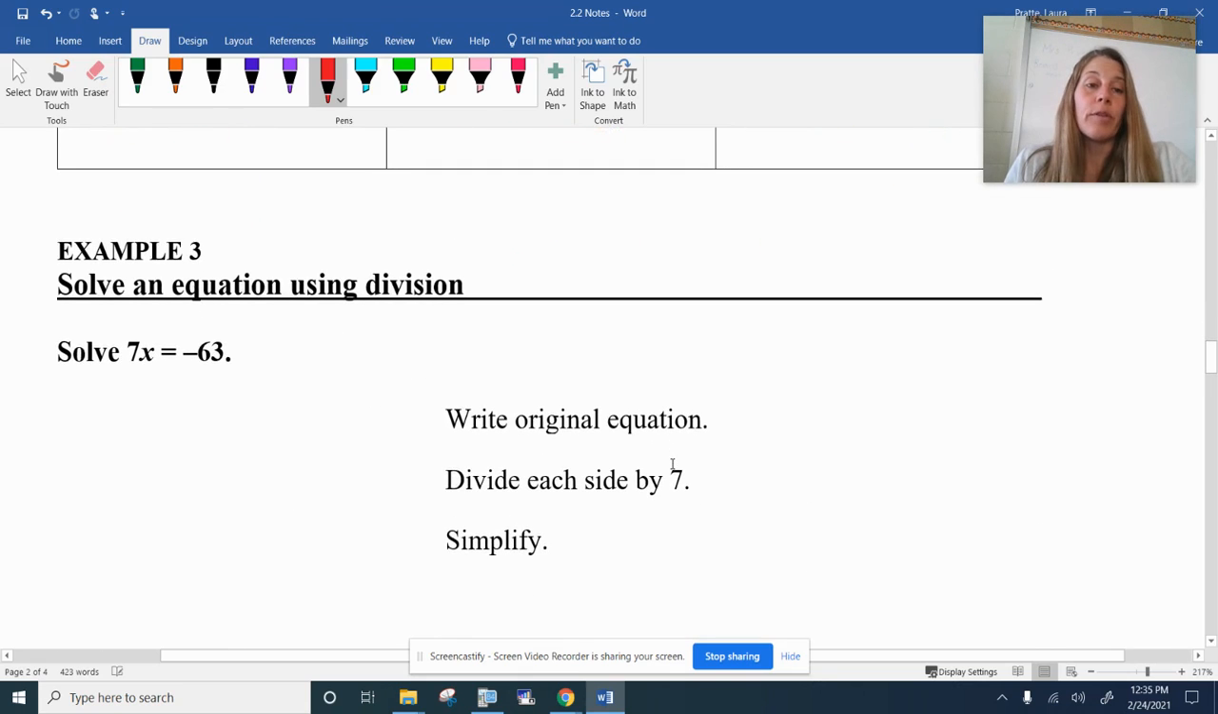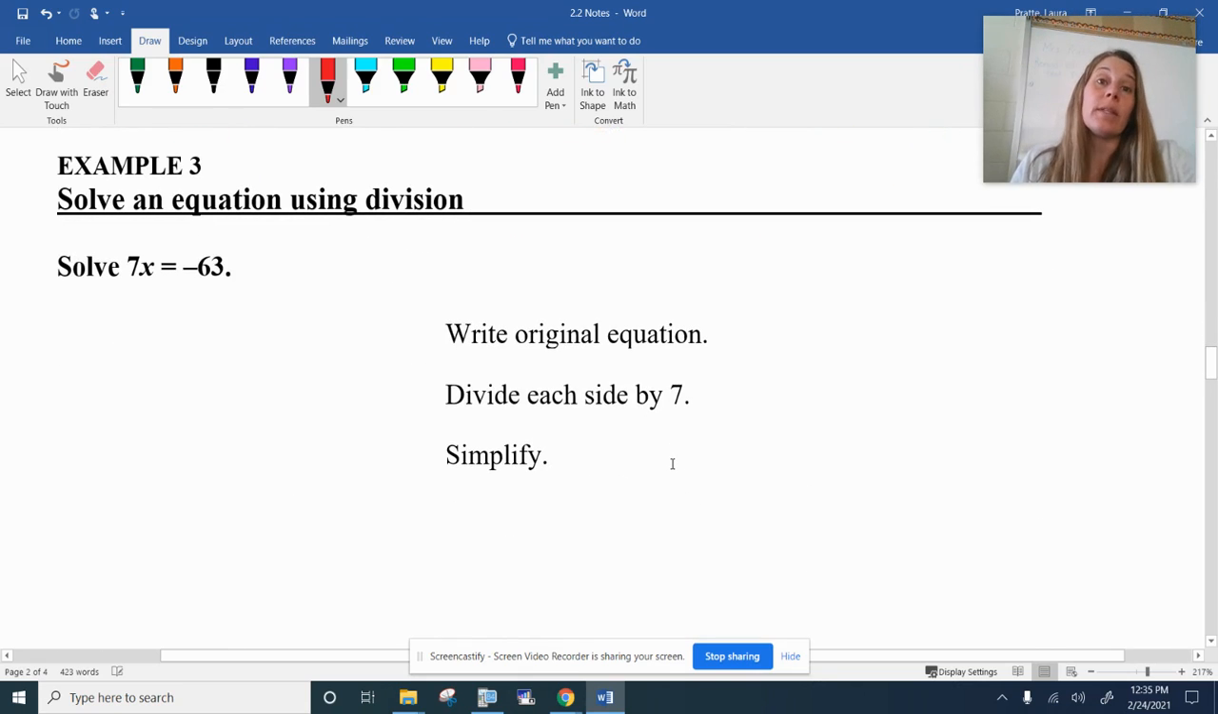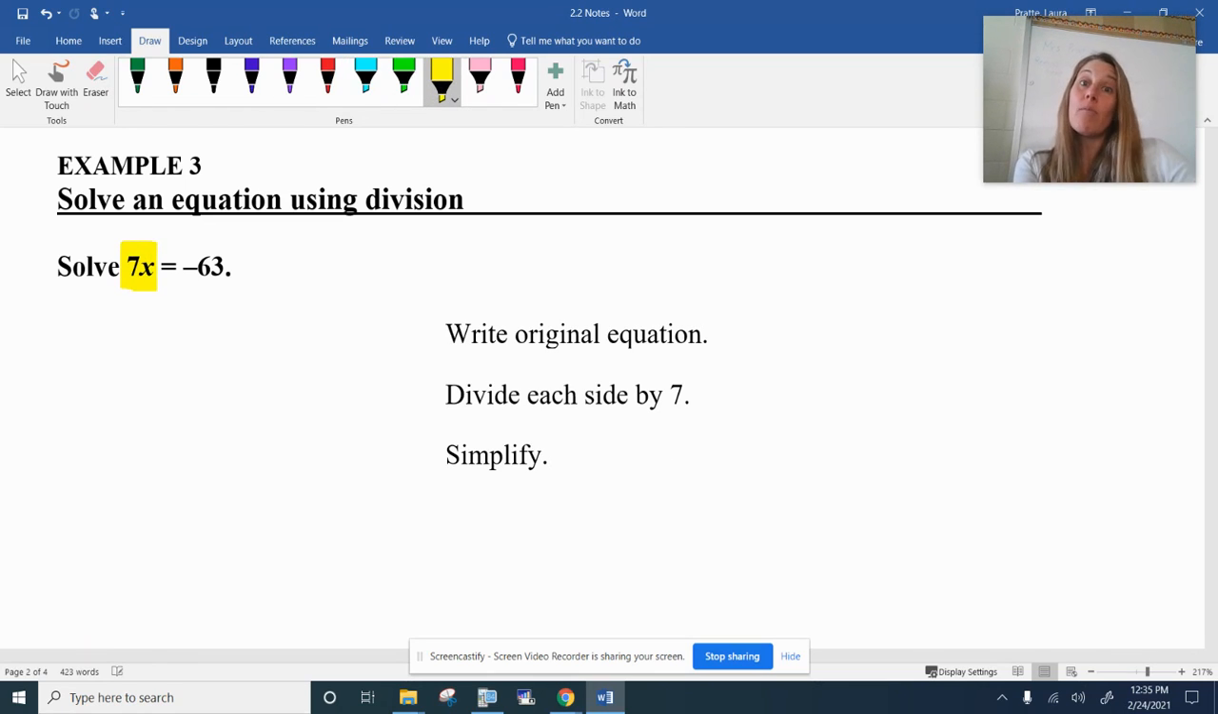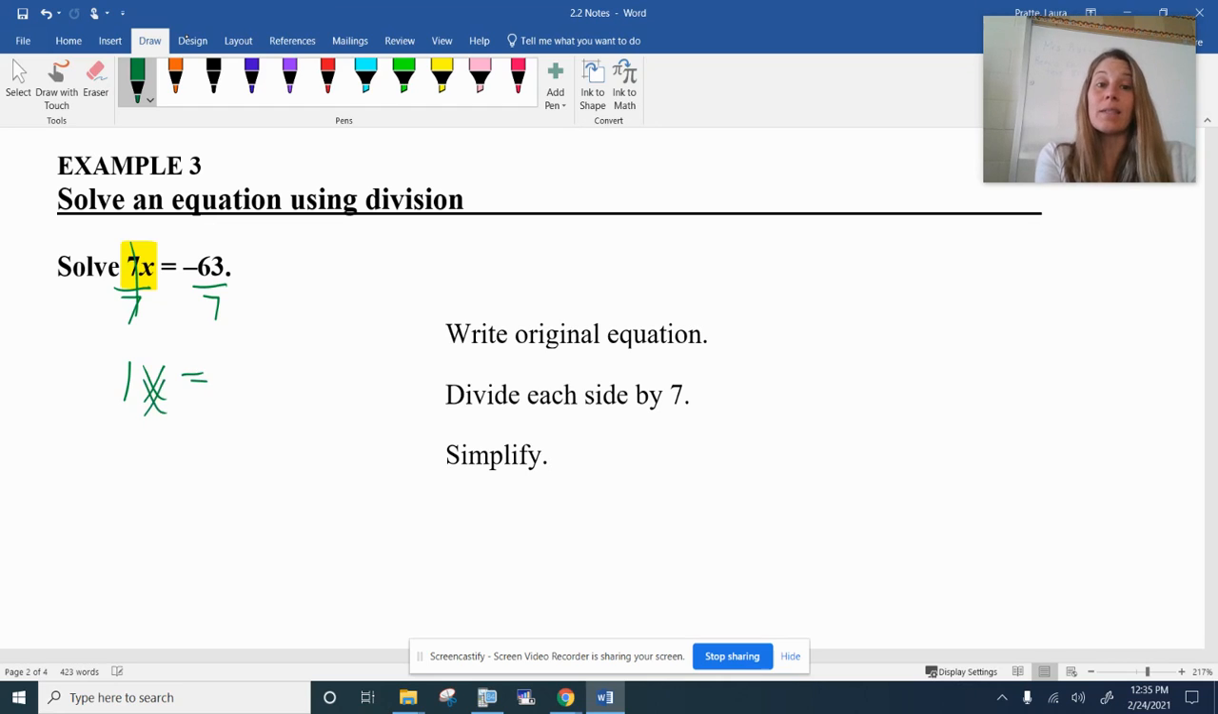Moving down to example 3, we're going to solve an equation using the division property. This property is used when you have an equation where you have a coefficient next to your x, or a number being multiplied to your x. And of course, the opposite of multiplying is dividing, so that would be our inverse operation here. Now 7 divided by 7 is really a 1, so you're technically getting a 1x there, and negative 63 divided by 7 is negative 9.